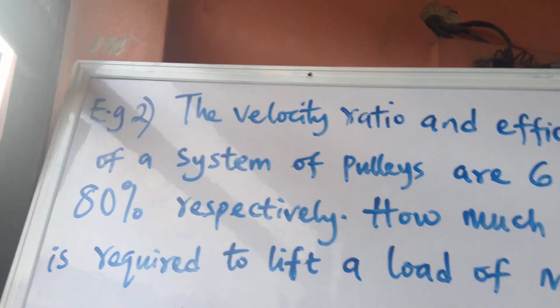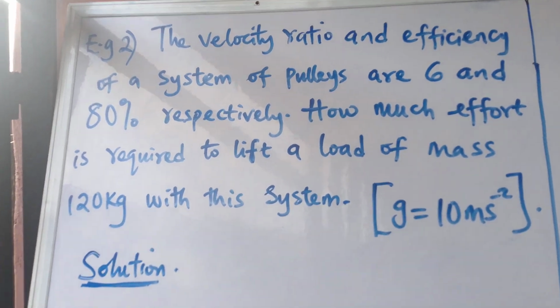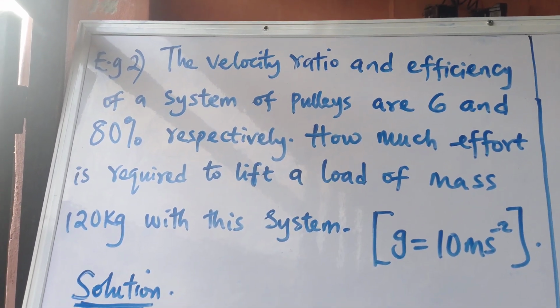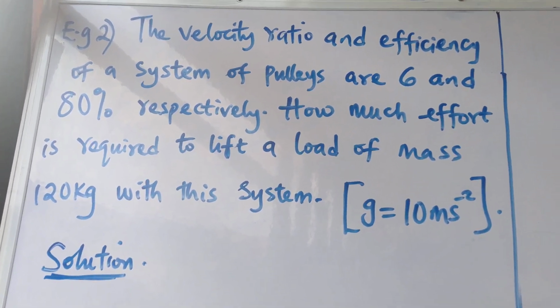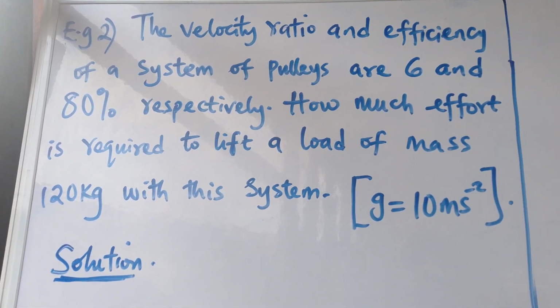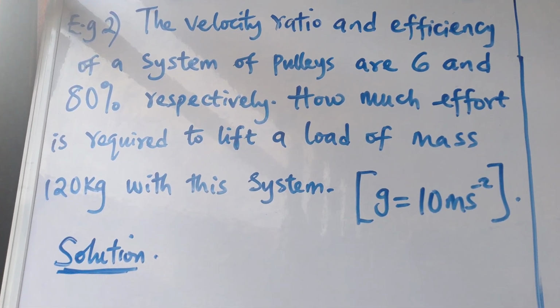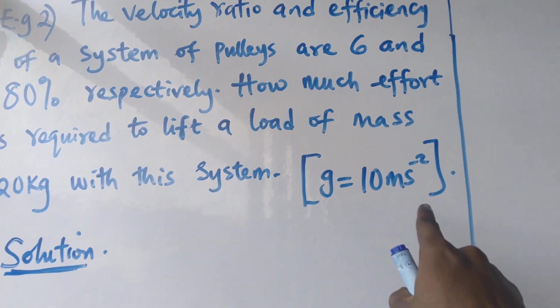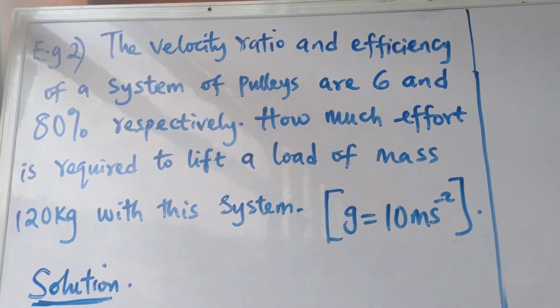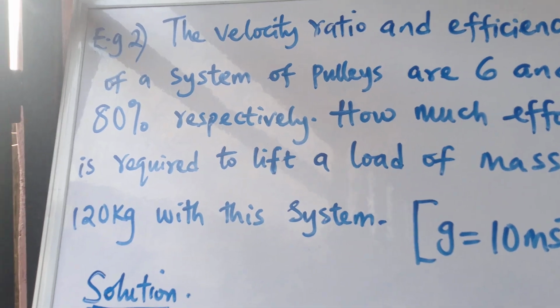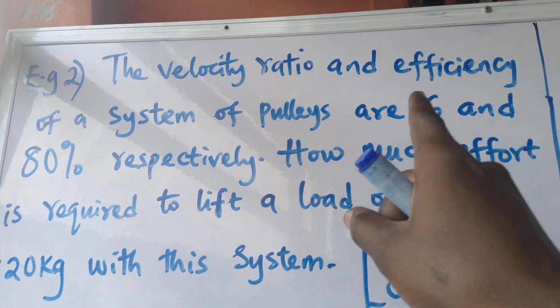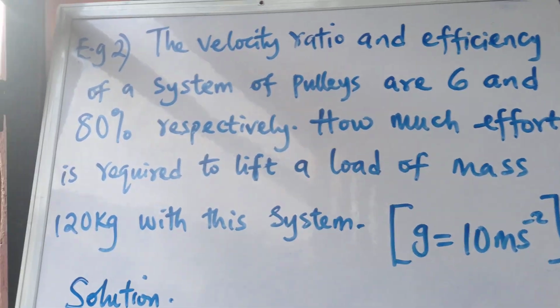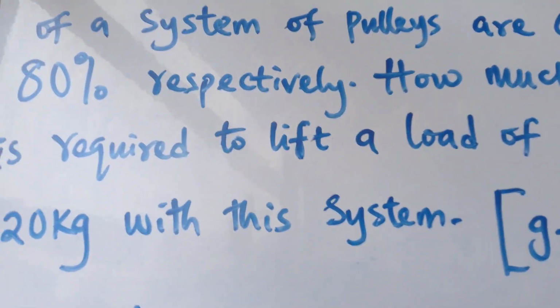The velocity ratio and efficiency of a system of pulleys are 6 and 80% respectively. How much effort is required to lift a load of mass 120 kg with this system? We are given the acceleration due to gravity as 10 meters per second square. Now let's take a proper analysis of this question. First, we are told that the velocity ratio and the efficiency of the system of pulleys are 6 and 80%. Now we'll take this down.